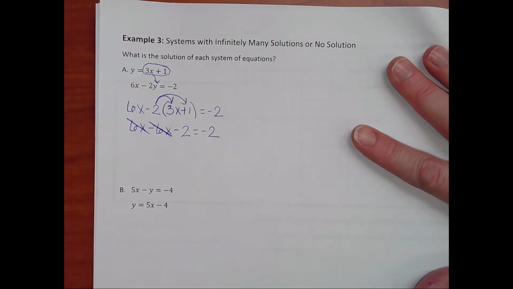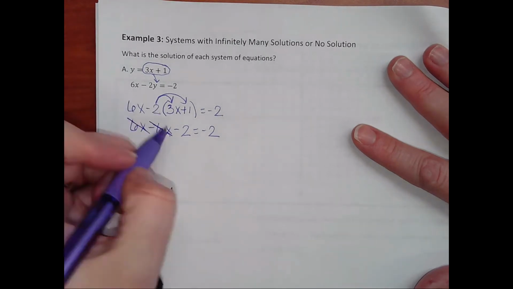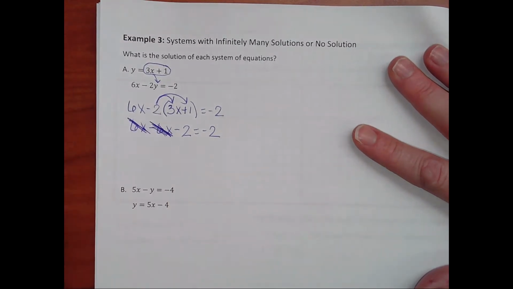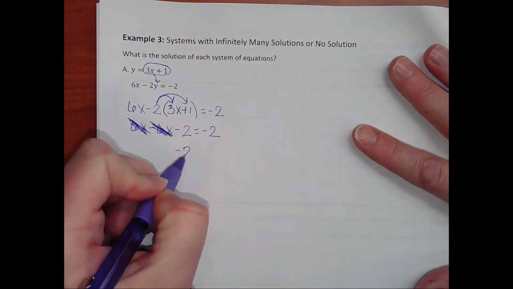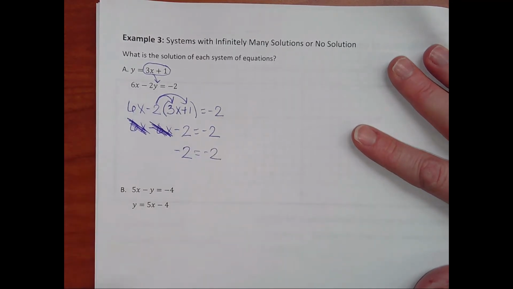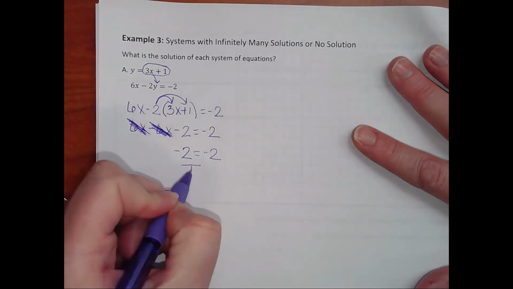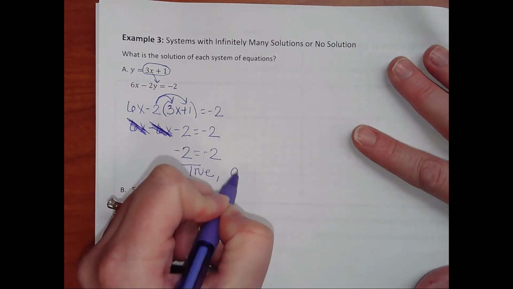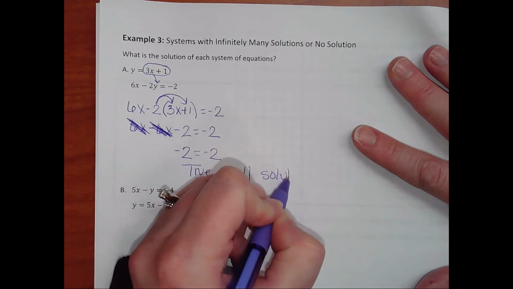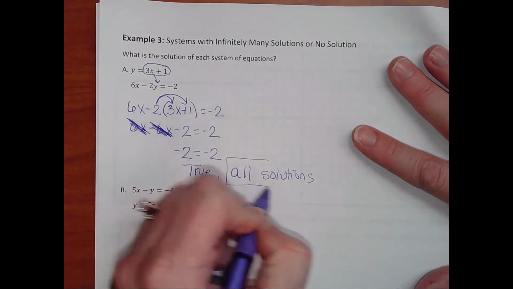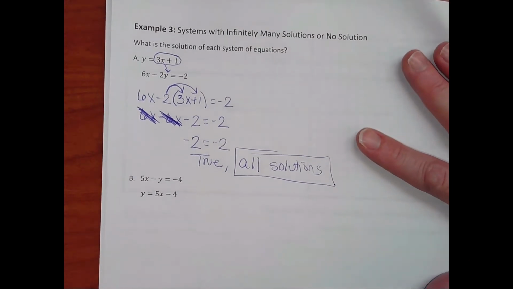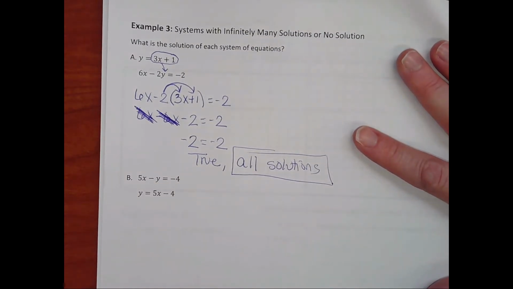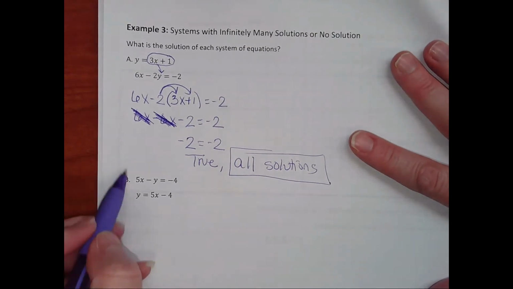This is best case scenario, you guys, because these are a lot easier. So if they're gone, maybe not easier, but less work in the long run. So they're gone, so then you bring down what you have left over. I have negative 2 equals negative 2, which is true. So my answer is going to be all solutions. That's it. You don't have a variable to plug it back in for or anything. So once you solve it, if you get something that is true, that is going to be all solutions.